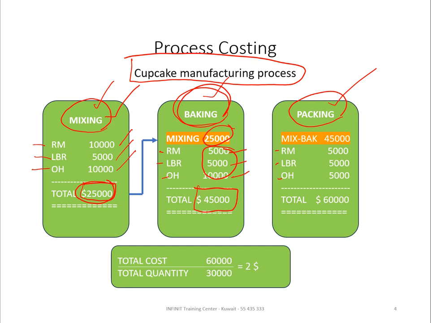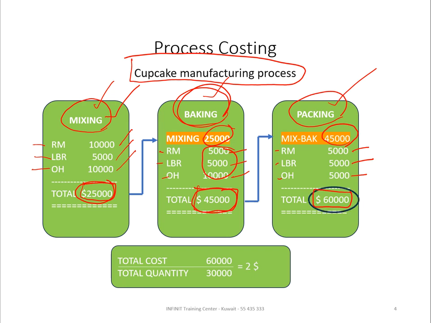Now from the baking department, once the baking is over, these products will be transferred to the packing department. Till here we spent 45,000, so that cost we transfer to the packing department. The packing department will also have its own raw material, labor, and overhead. So the total cost by the end of the process is 60,000.